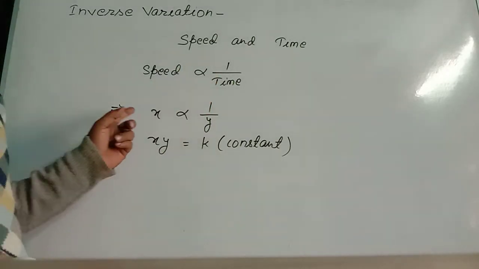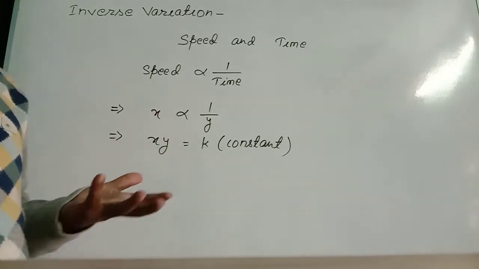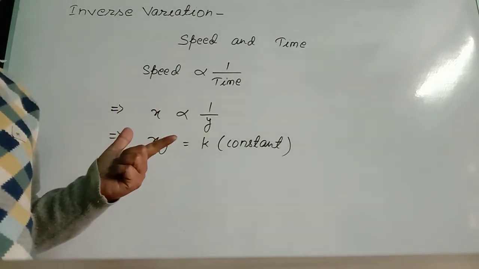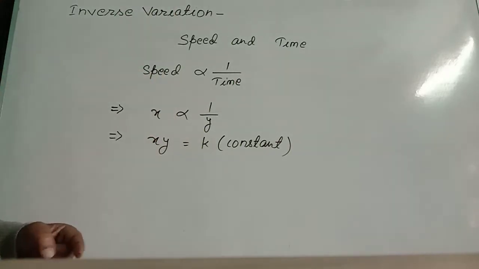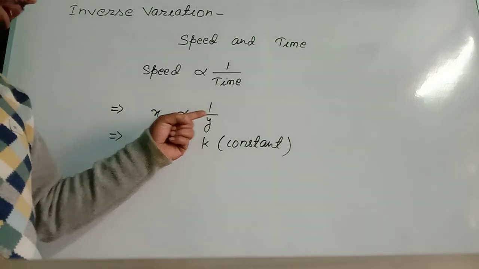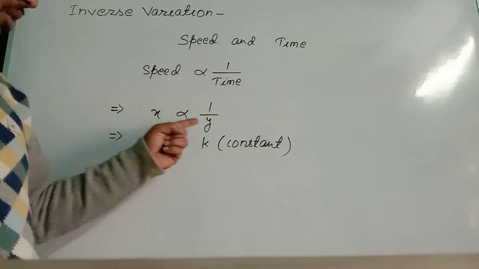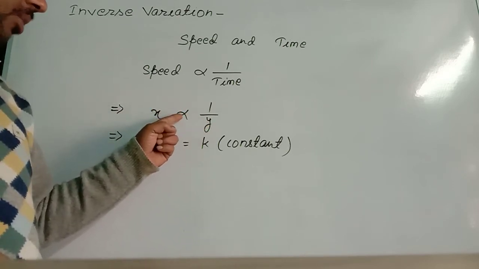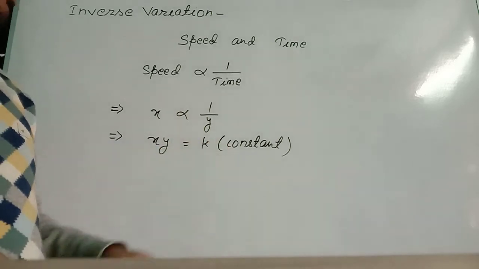Let us consider two variables x and y. If the value of x increases, then the value of y will decrease, or if the value of x decreases, then the value of y will increase. In such a way, we say x and y are in inverse variation, and we write x is inversely proportional to y, or x is proportional to 1 by y. Now, if you do cross multiplication, xy, the proportional symbol will change into equal to, that will be xy equal to k, where k is a constant.